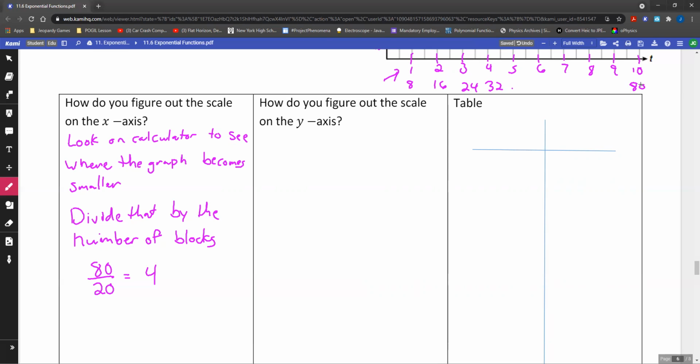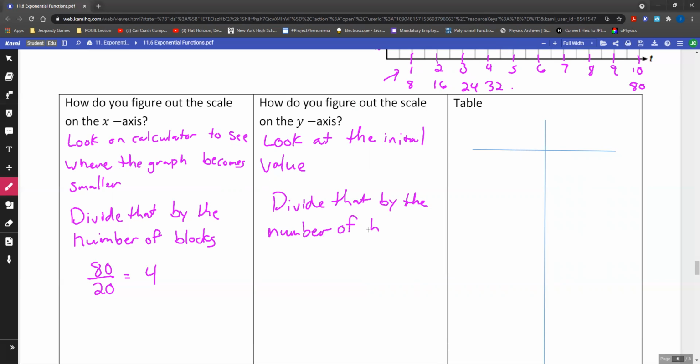The y-axis is a lot easier. This is just look at the initial value and divide that by the number of blocks. So again, it was 3,800 divided by 20, got us 190 per.